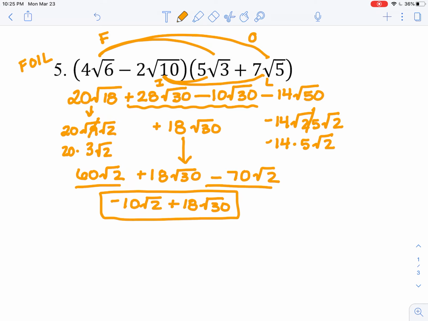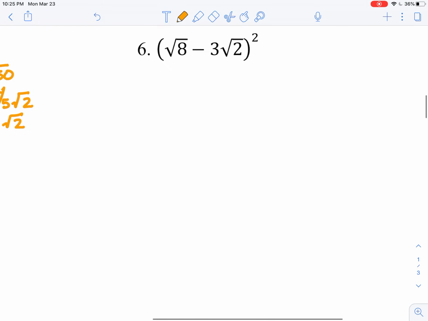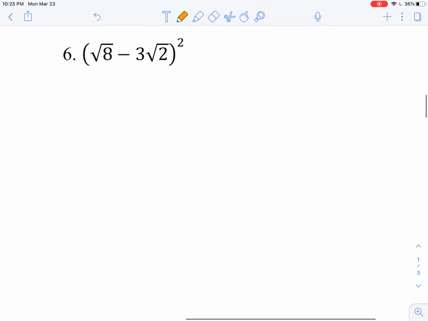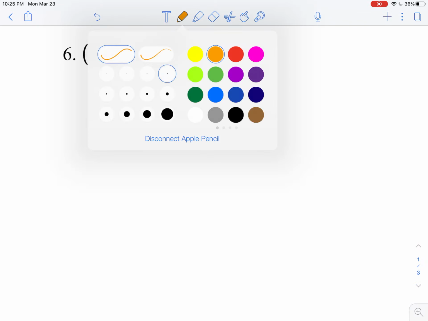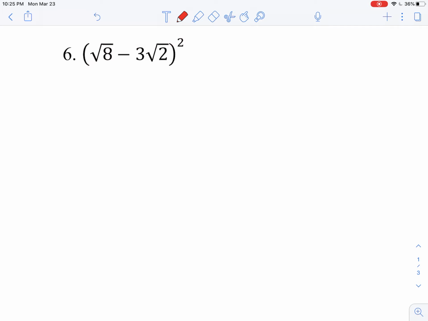And finally, for our last example, we're going to look at squaring a binomial with the radicals. Remember that to square something means you multiply it by itself. Don't get fooled by this one and try to just square each of the terms that you see. You have to rewrite this as two separate parentheses. So the square root of 8 minus 3 root 2 times another square root of 8 minus 3 root 2.